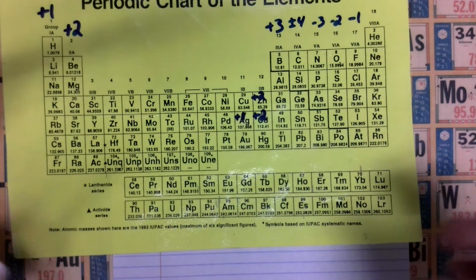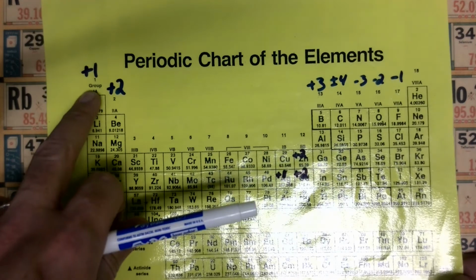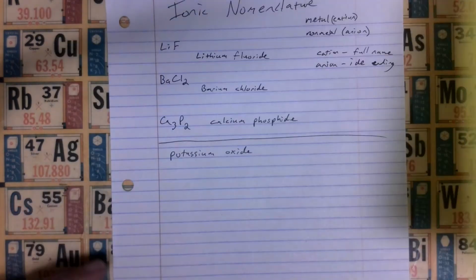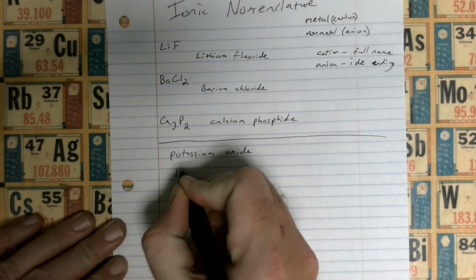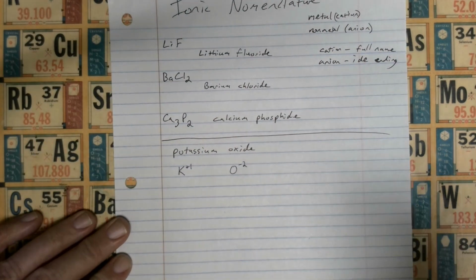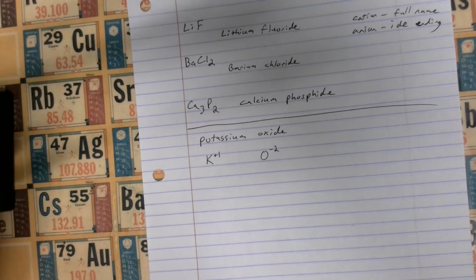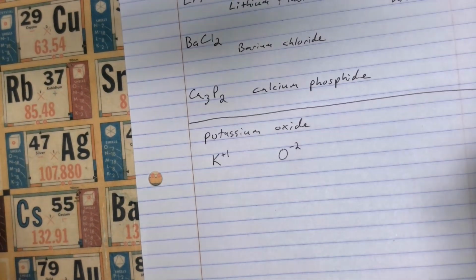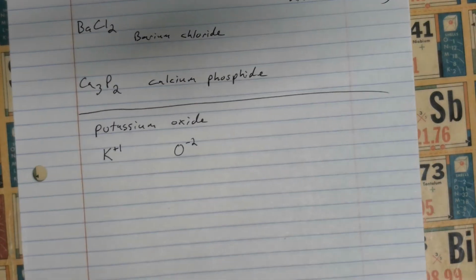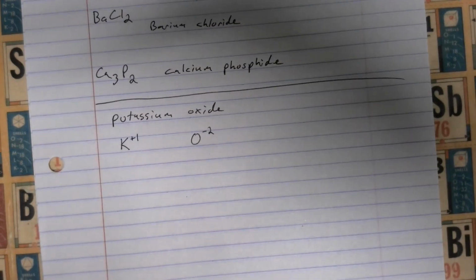So if it's potassium oxide, I come over here, potassium's in group 1, so it's going to be +1. Oxygen is in group 16, so it's going to be -2. So I'm going to write down that potassium is K plus 1, and oxygen is minus 2. Then I'm going to try and balance out the charges. When these compounds form, they form neutral compounds. So the positives and negatives balance each other out.